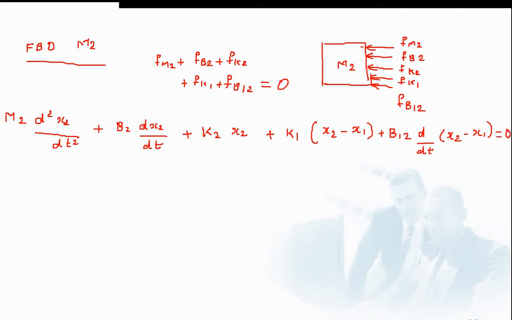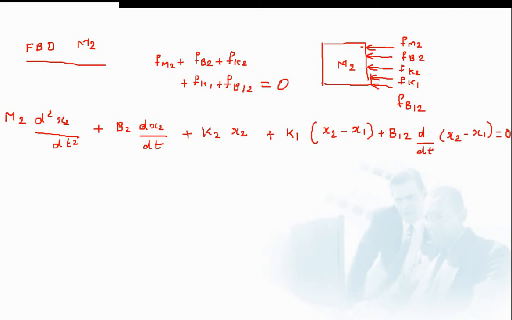So this will be our equation with respect to mass m2. Now we have two equations, the first equation as well as the second equation, in terms of displacement x1 and x2. Now the next step is we have to replace the displacement by velocity. So what is velocity? V1 is equal to dx1 by dt and V2 is equal to dx2 by dt.